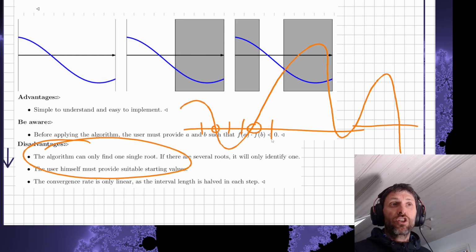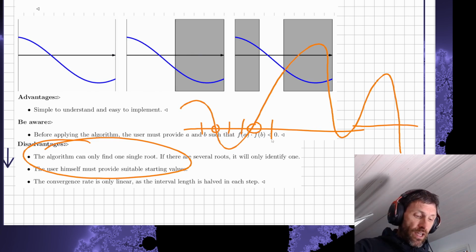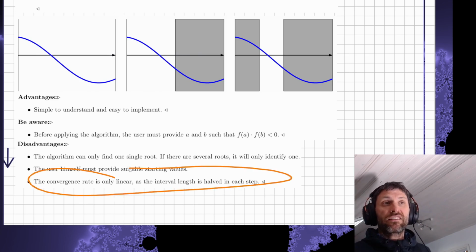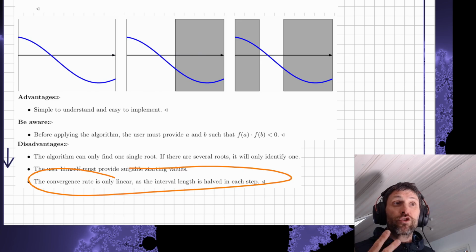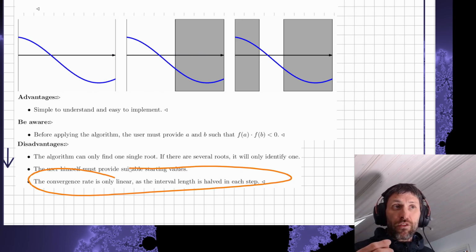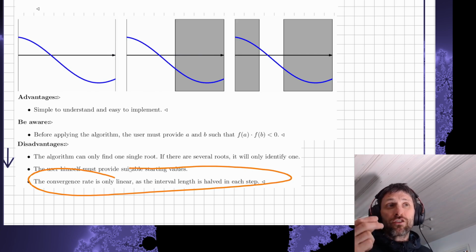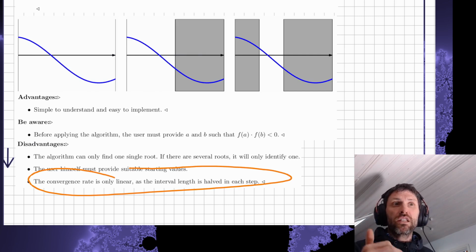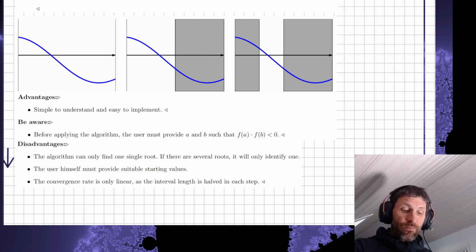So normally you are not in the situation that you know where the roots are located, and so this is a big disadvantage. Okay, the convergence rate is only linear. Linear convergence is not so bad, but maybe other algorithms will have a higher convergence rate. So this is only linear. Compared to the others, it's an 'only', as we will see.